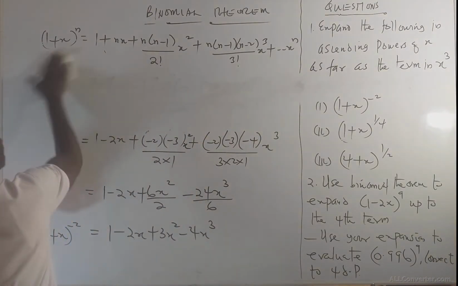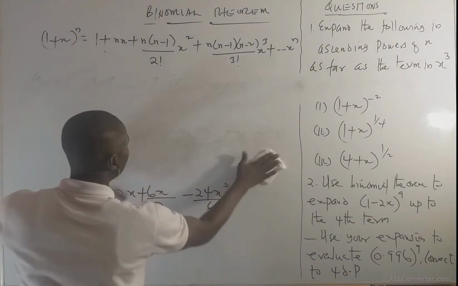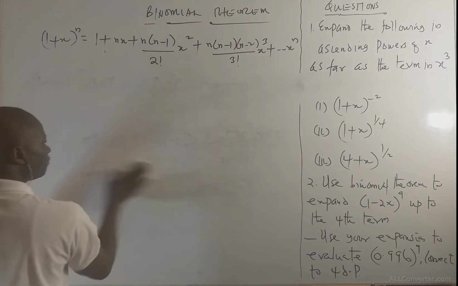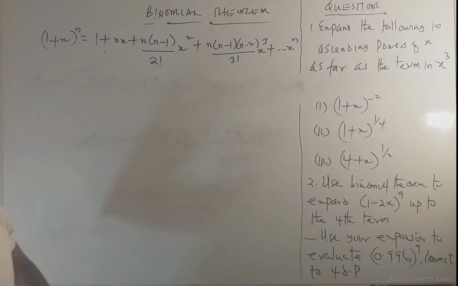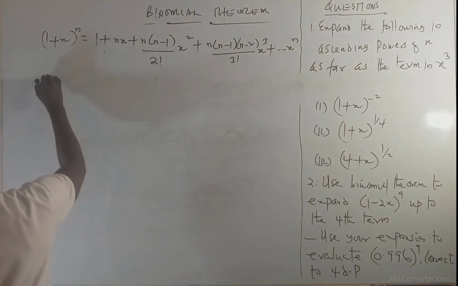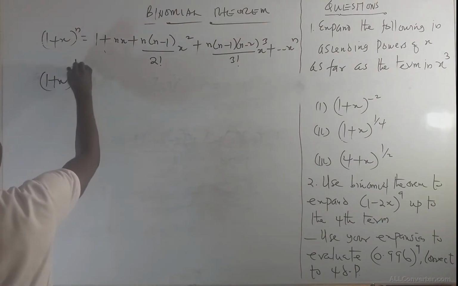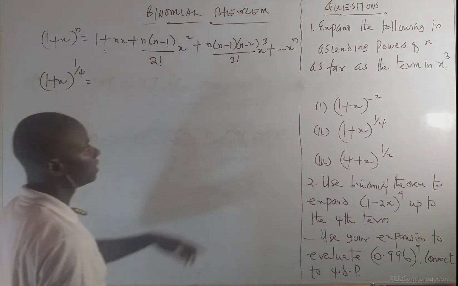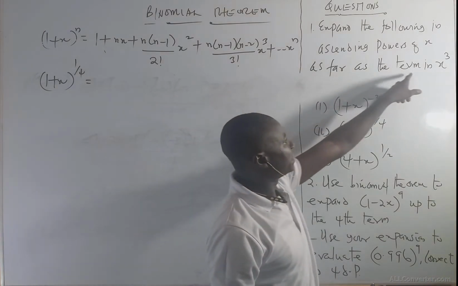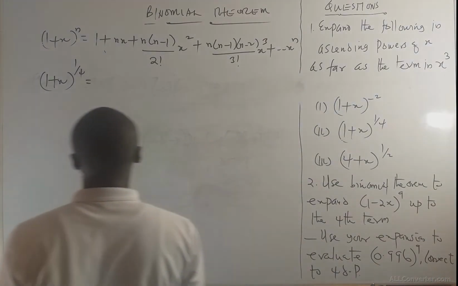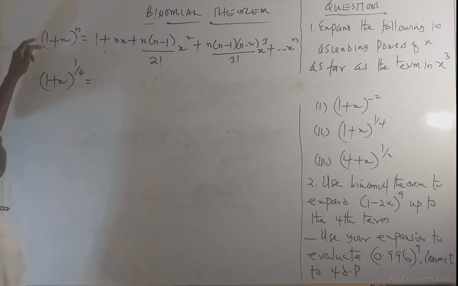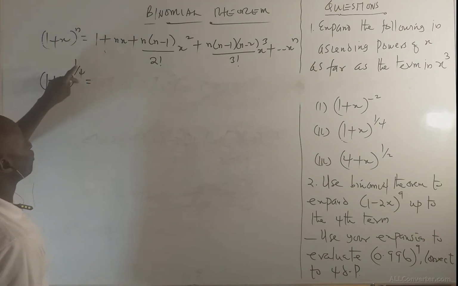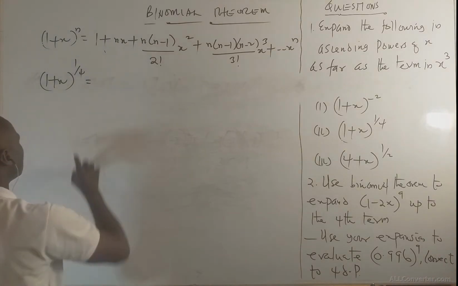Now the second question is the same approach. So we are going to use the same formula. The formula is still on the board. But the question is (1 plus x) exponent 1 on 4. So when you look at this, don't forget, we are expanding as far as the term in x cubed. And so when you compare the two, the 1 is 1 here, x is x here, but n is now 1 on 4. So wherever you see n, we now substitute that by 1 on 4.